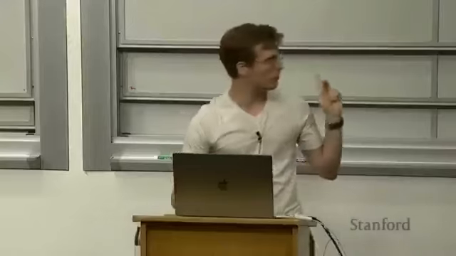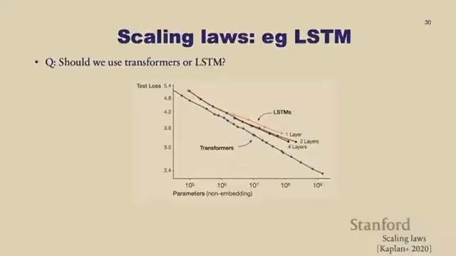I will give you a very concrete example right now. Let's say transformers versus LSTMs. Let's say you have these 10,000 GPUs. You're not sure which one you should be using. Should I be using a transformer-based model or an LSTM-based model?